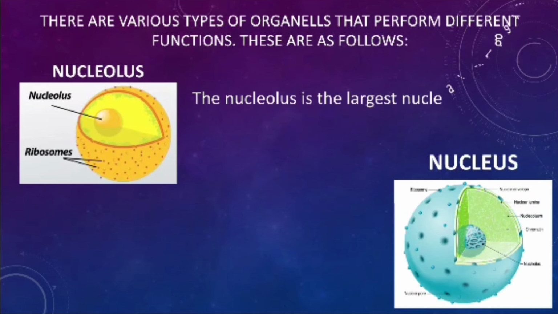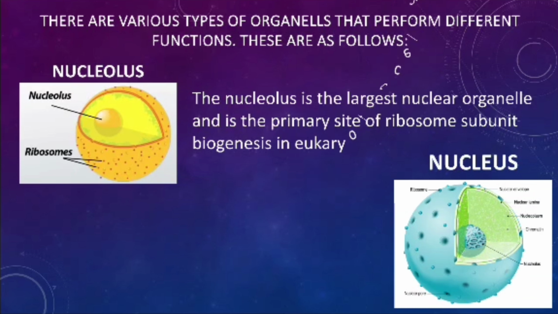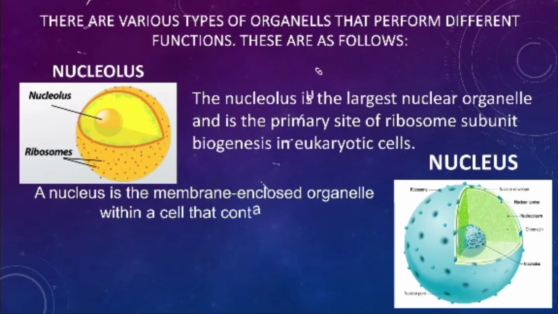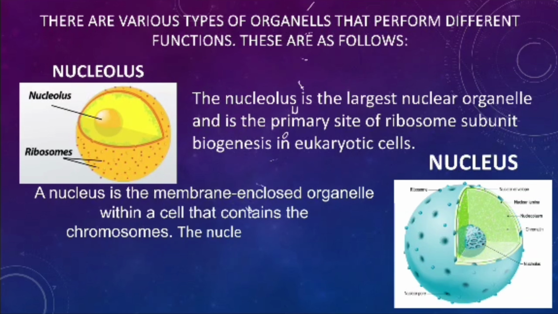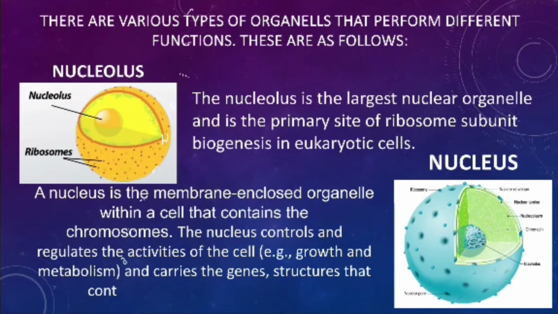The nucleolus is the largest nuclear organelle and is the primary site of ribosome subunit biogenesis in eukaryotic cells. Nucleus. A nucleus is the membrane-enclosed organelle within a cell that contains the chromosomes. The nucleus controls and regulates the activities of the cell, for example, growth and metabolism, and carries the genes, structures that contain the hereditary information.